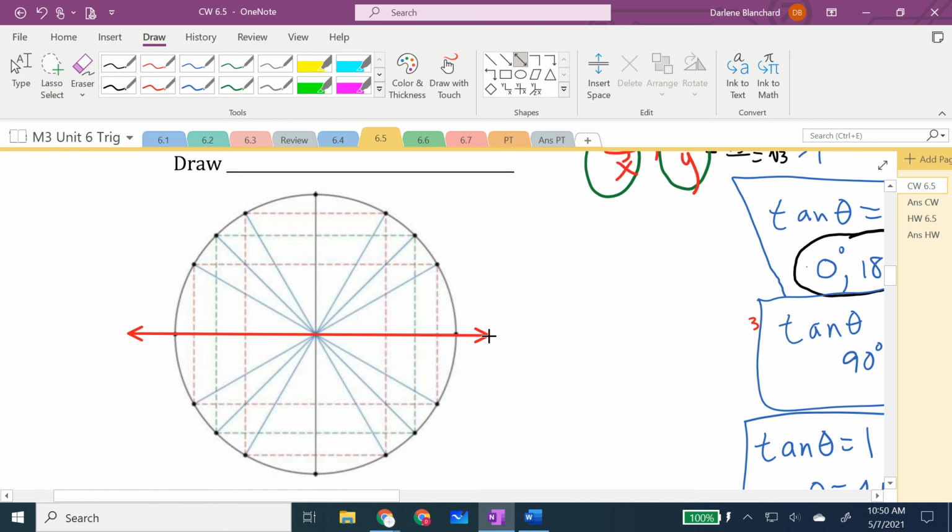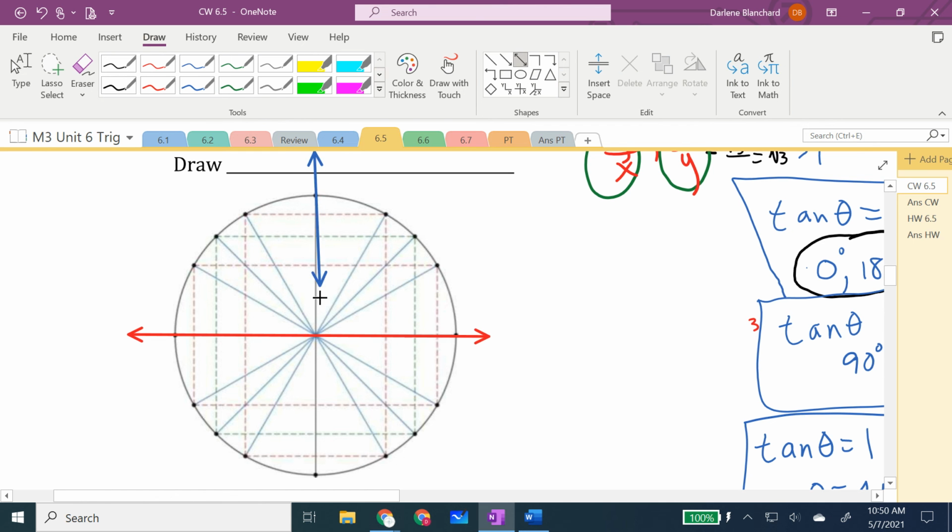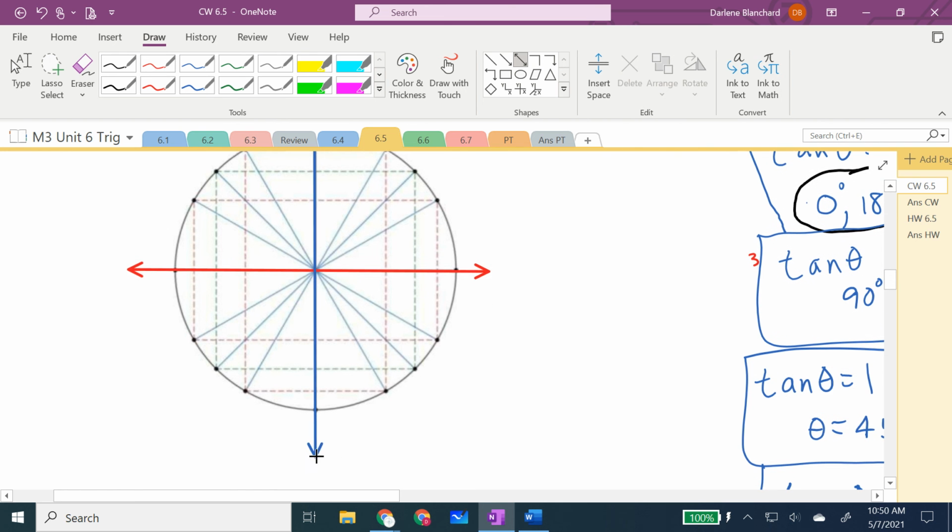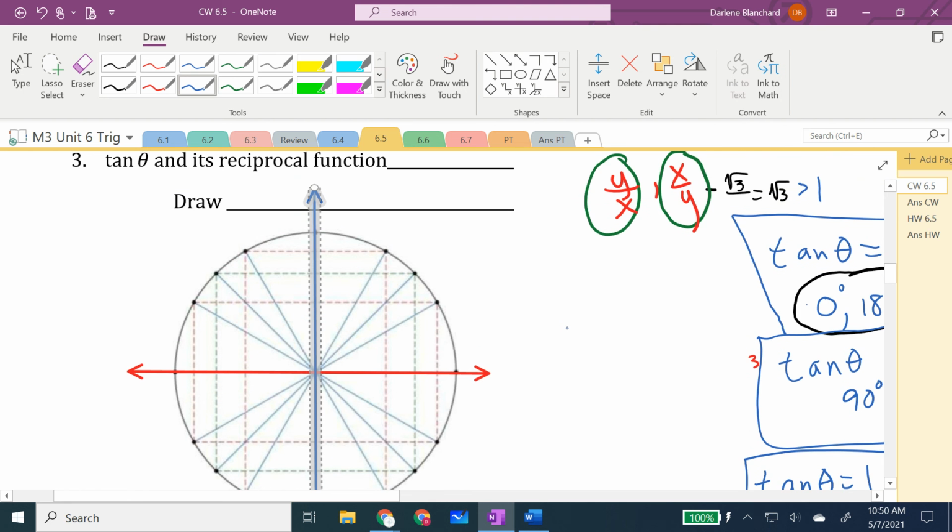There we go. Here is a slope of 0. That is where tangent theta is equal to 0. That is where cotangent is undefined. Undefined slope. This is where tangent is undefined, but cotangent is 0.